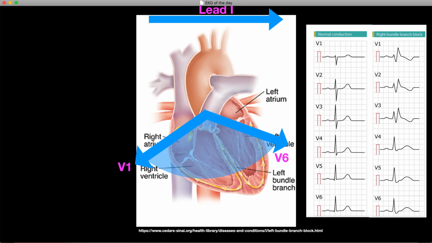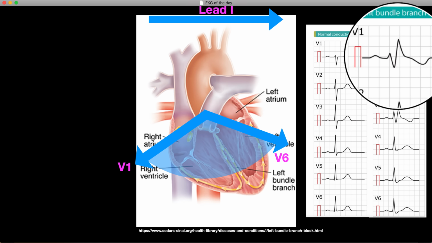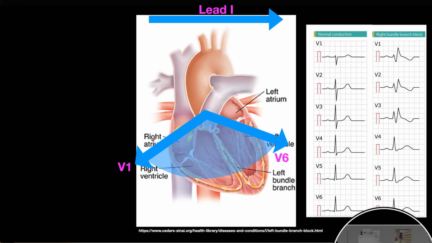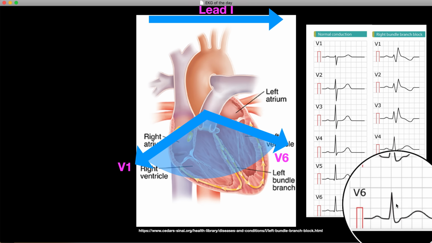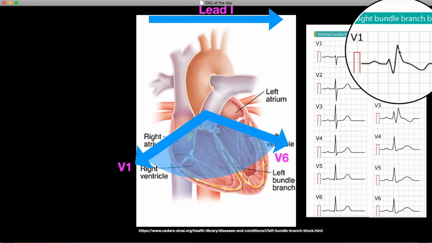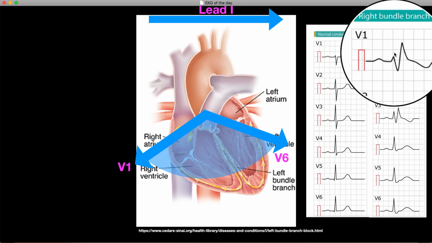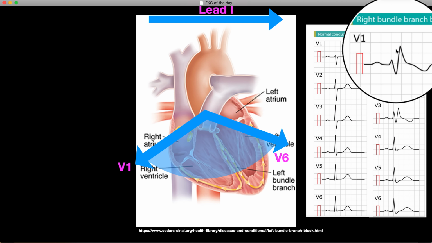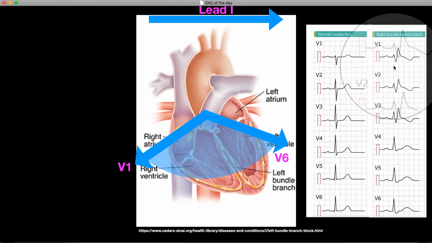The big thing to remember is that if you have a wide QRS complex and you have a positive end deflection, if the last part of the QRS complex is positive in lead V1, that's a right bundle branch block. And you can confirm that down here in lead V6. Even if you didn't see this initial little M, if it just looked like the end of the QRS was positive in lead V1, that's going to be a right bundle branch block.